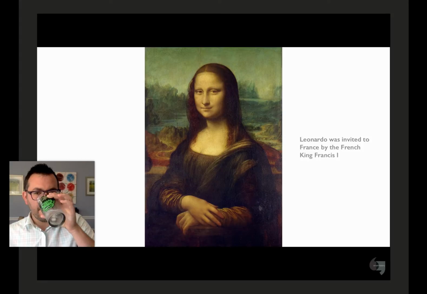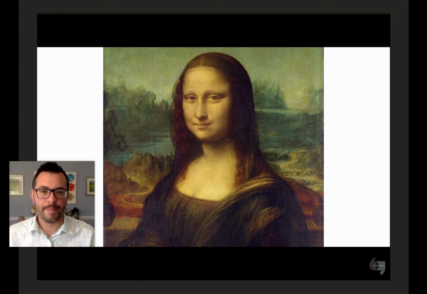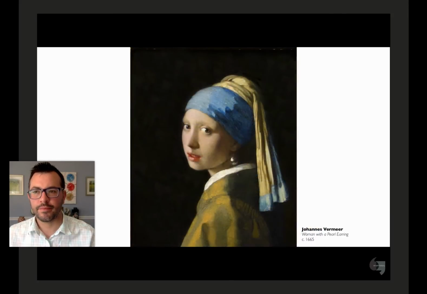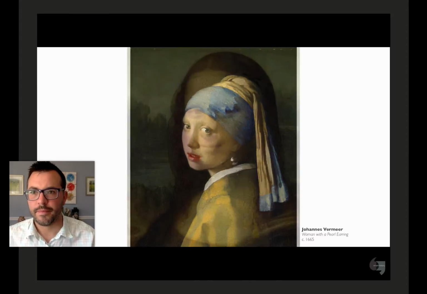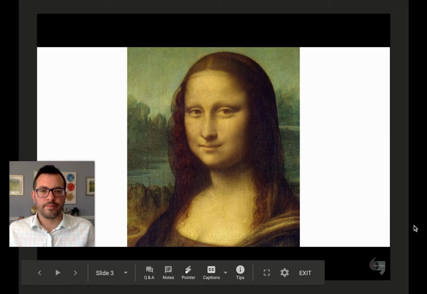One question that I think we should address is, why is this the most famous image in the world? Well, it reminds me of another very famous image of a woman that's very ambiguous and mysterious, and that's the woman with the pearl earring by Vermeer from more than a century later. Perhaps our culture has some fascination with images of mysterious women. I think that's probably an important part of it, but then I think fame grows on itself.